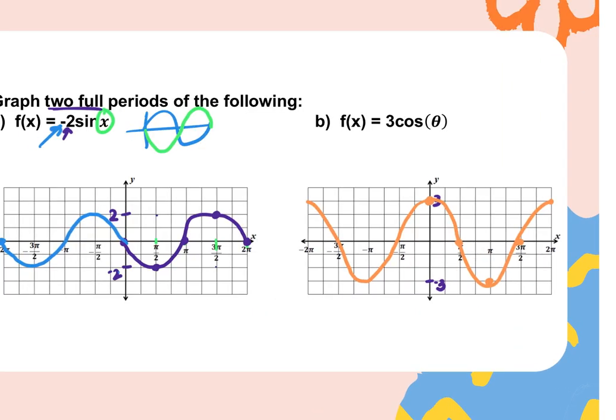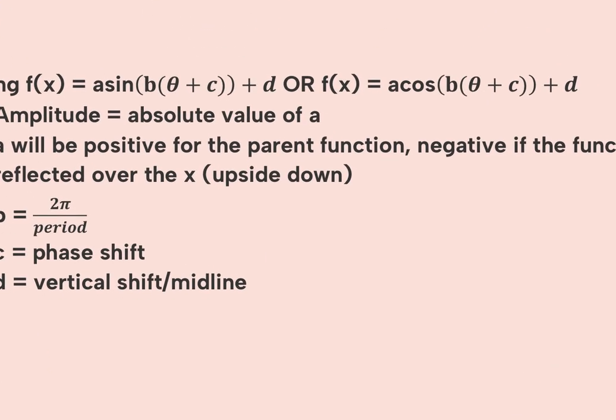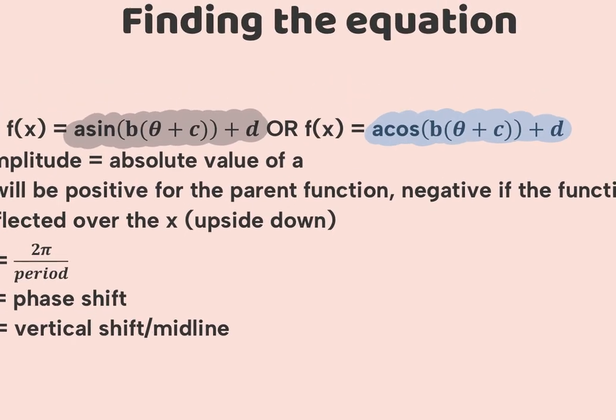All right, so what happens when we start to move these things around and we start to pick apart an equation is all those translations that we've done in the past kind of carry over, but they have different names now. So our equations are going to say A sine B parentheses theta plus C, close those parentheses, close them again, plus D. Or it's going to say A cosine B, close the parentheses, theta plus C, close them again, and then plus D at the end. Now let's talk about all these parts.